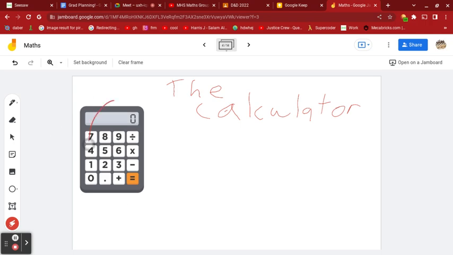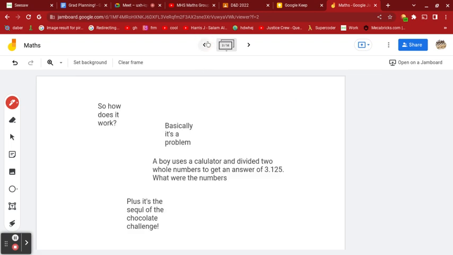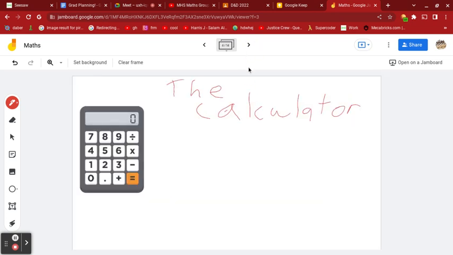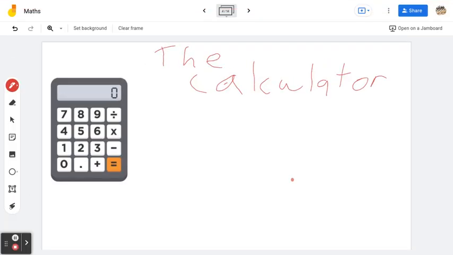And here's the big calculator that we're going to be using for this challenge to help us. So if we were to try writing out this problem in an algebraic formation, we know that this kid used a calculator and divided two unknown numbers to get an answer of 3.125. So we're actually going to put x and y. We're going to use two variables. Variables, we're going to have a lesson on them later. The variables, in a nutshell, are just letters replacing numbers, okay? And x and y are both numbers that we don't know the values of.